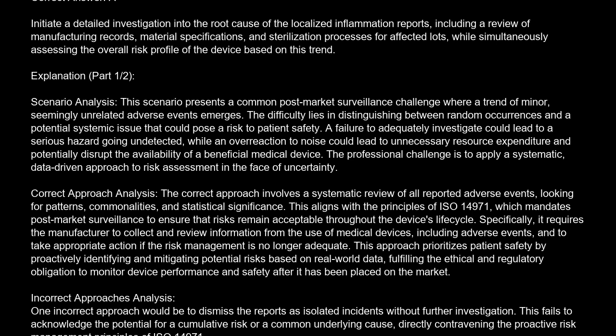This approach prioritizes patient safety by proactively identifying and mitigating potential risks based on real-world data, fulfilling the ethical and regulatory obligation to monitor device performance and safety after it has been placed on the market. Incorrect approach analysis.